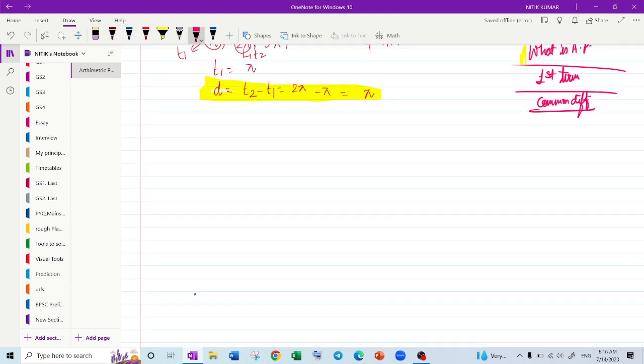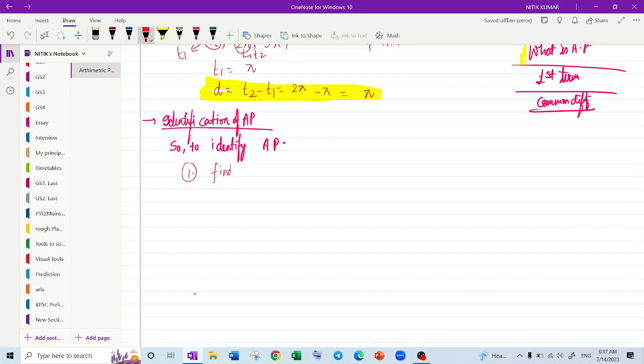Next, our topic is identification of AP. Suppose in a question you are asked to identify which of the following are AP or not. To identify an AP, you have to find T2 minus T1, and further you will find T3 minus T2, and further T4 minus T3, and so on.